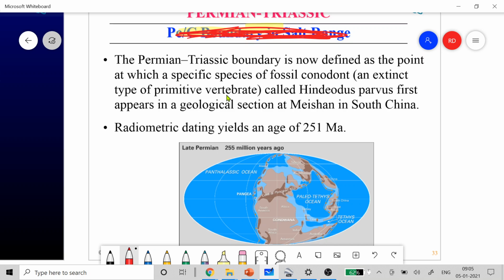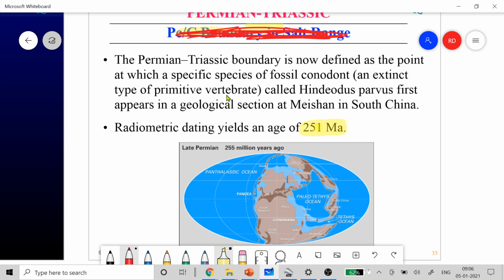Once you define the boundary at the international stratotype, and for the Permian-Triassic boundary that's at 251 million years ago, you don't need to go everywhere and carry out radiometric dating. Now the boundary is fixed in time at 251 million years ago. But when we go to the field, what you do basically is try to find the equivalence of that boundary in different places.